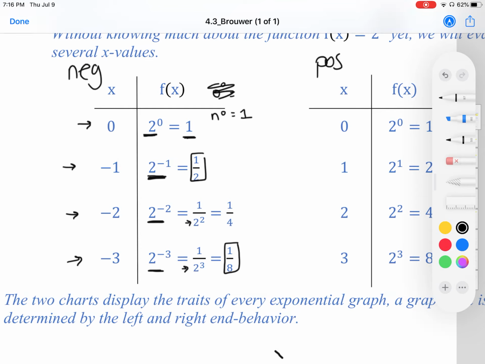So we just added some more points. We have the points (0, 1), (-1, 1/2), (-2, 1/4), and (-3, 1/8). So these are points that will be part of our function.